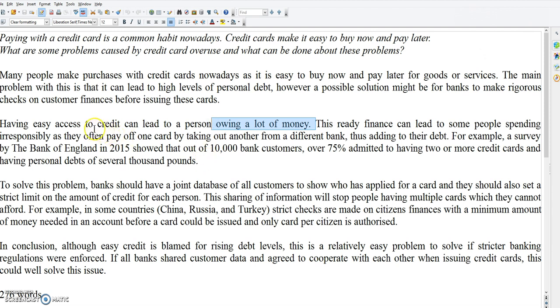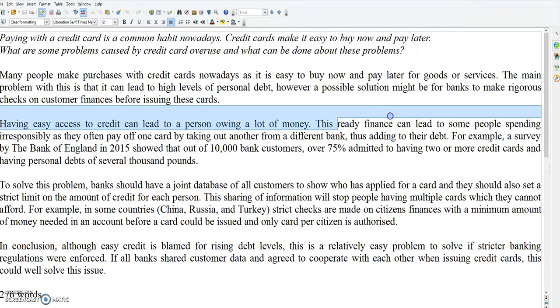So I don't have to say the main problem, firstly, the problem of people doing this. Now, you want to avoid that because that is repetition and you have to show a progression. So you want to avoid those kinds of expressions. So get to the point. Having access to credit can lead to a person owing a lot of money, personal debt. Okay. This ready finance can lead to some people. So every sentence must expand, explain.